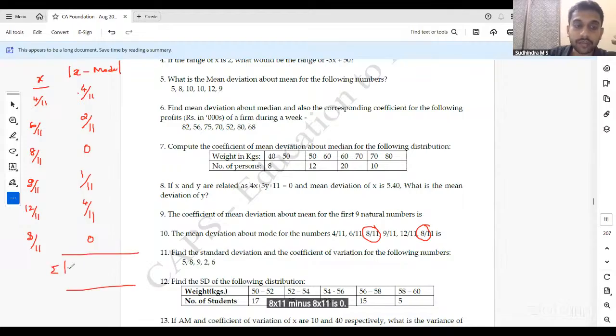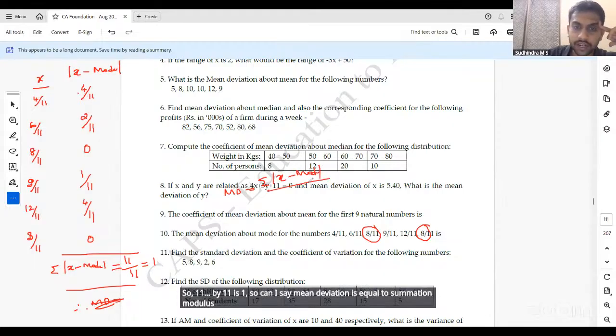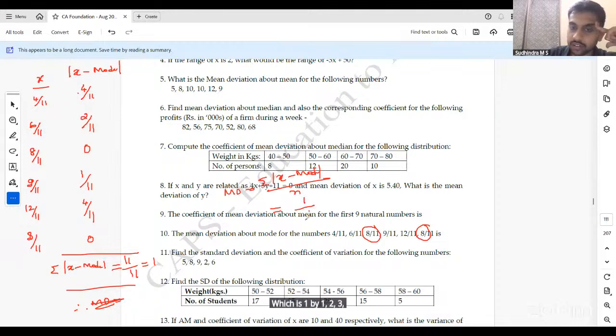Total up, summation modulus x minus mode. 4 plus 2 plus 1, 7 plus 4, 11 by 11. Correct? So 11 by 11 is 1. So can I say mean deviation is equal to summation modulus x minus mode divided by n, which is 1 by 6. So mean deviation is 1 by 6. Everyone? 1 by 6 is nothing but 0.16667, whatever we get.